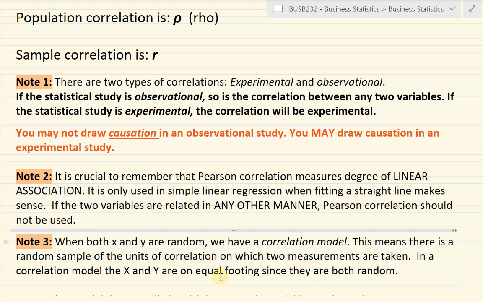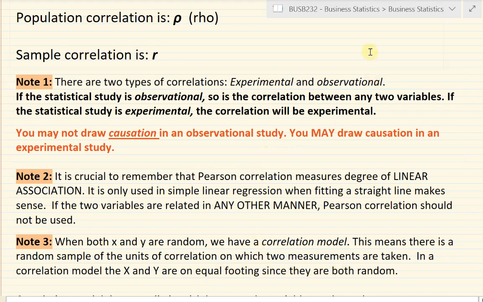So we can switch your x and y, in other words. Put x in horizontal, y vertical, or switch the variables. What used to be y, put it on x. The variable that's on x, put it on y. It doesn't matter. So in a correlation model, all we're interested in is correlation. So we're not going to do prediction. That's why I say they're on equal footing since they're both random.